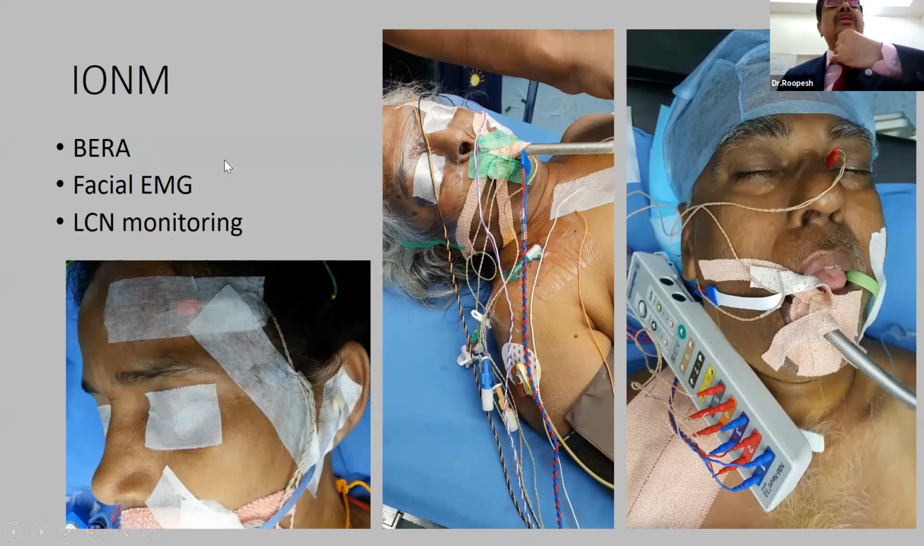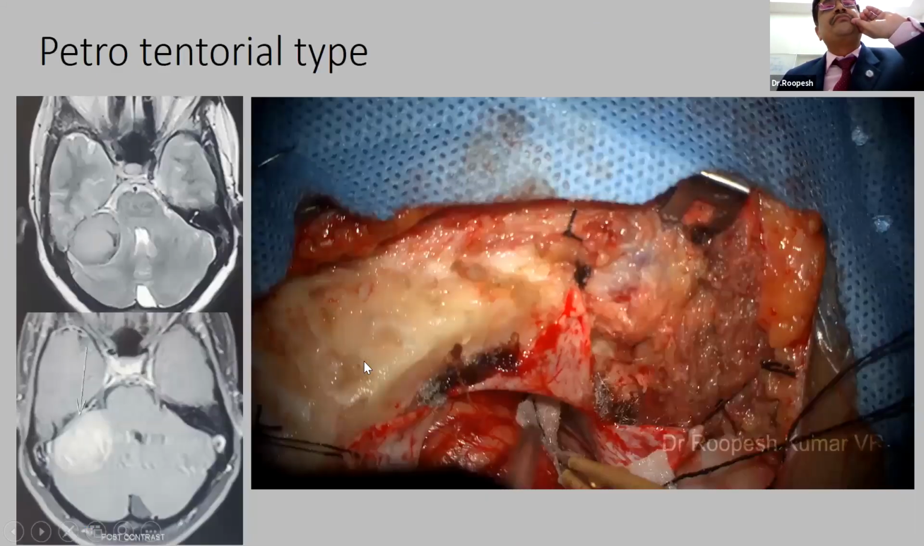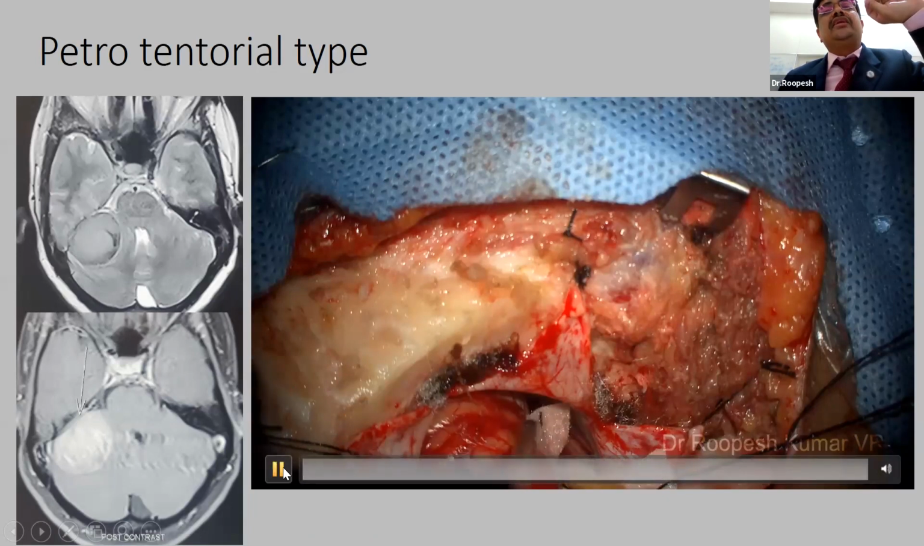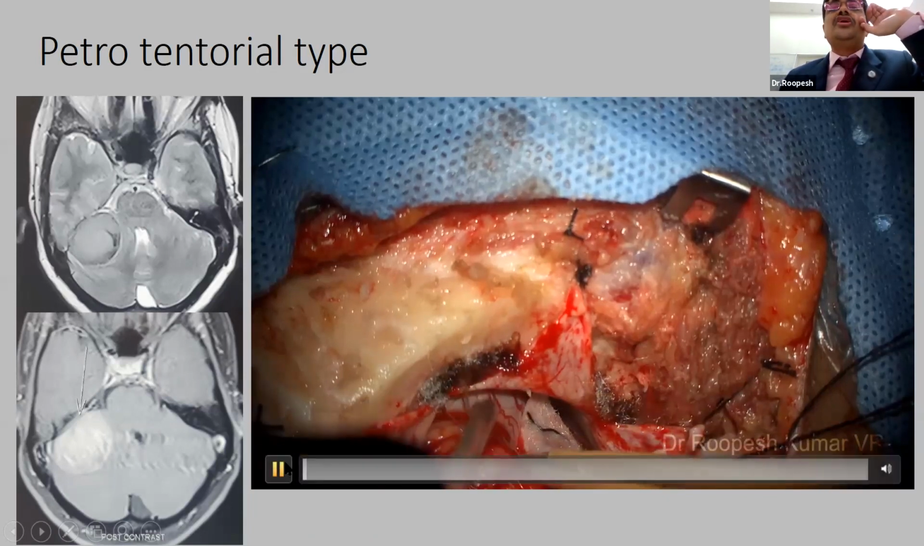So intraoperative neuromonitoring, yes, we can use BERA, and facial EMG, especially if the tumor is very close to the seventh nerve. If the tumor comes down to the jugular foramen, you can also use lower cranial monitoring. The first type, as I showed you, is the petrotentorial type. As you see, the tumor gets attached to the tent as well as to the petrous dura, and it is something like this.